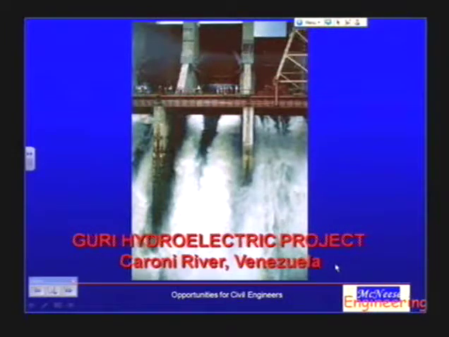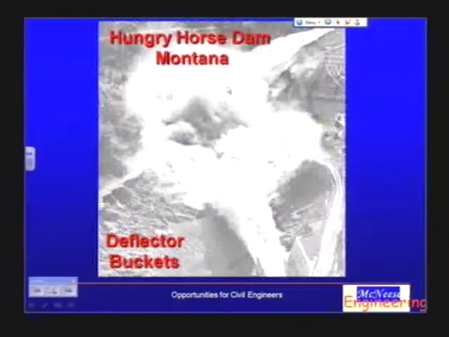This is obviously a really large dam. And let's see. You can see the people, move the mouse up here, you can see the people up in there. Okay. Dam that's fairly close, Hungry Horse Dam up in Montana. The water is shooting out the sides right down here. That's what we call deflector buckets. All right.